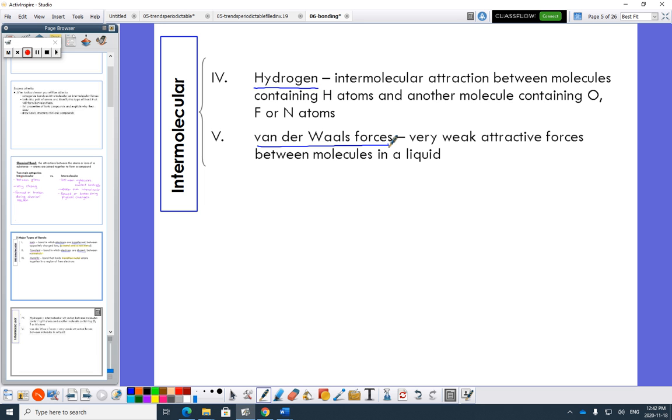And then the intermolecular forces are hydrogen and van der Waals forces. And like I said, we'll sort of scratch the surface in grade 11 and then really focus on these in grade 12.